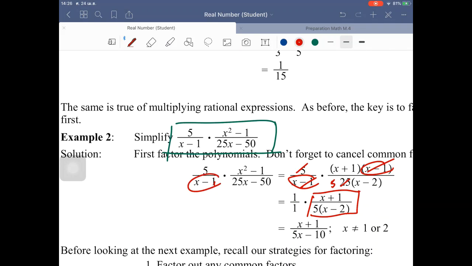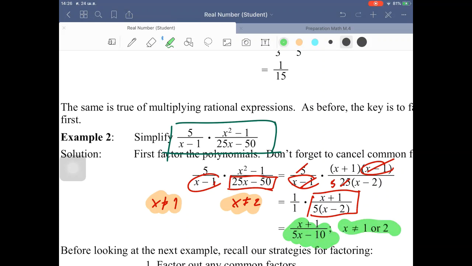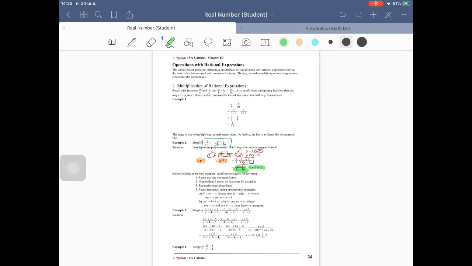But don't forget which numbers x cannot be. First one here, x cannot be 1. And this one, x cannot be 2. So this is the restriction of these questions. So the final answer will be x plus 1 divided by 5x minus 10, and x can't be these two numbers. That is how we do multiplication of rational expressions.